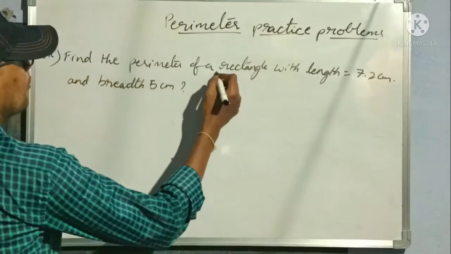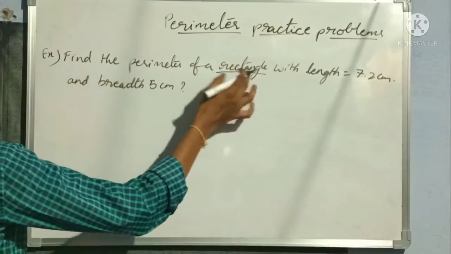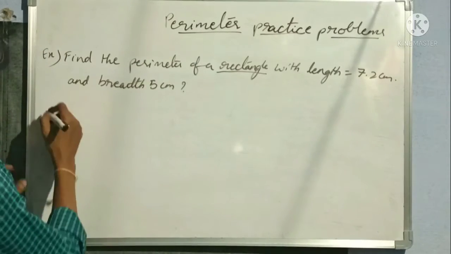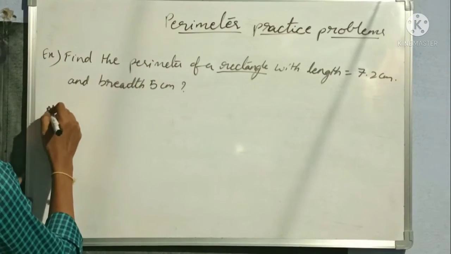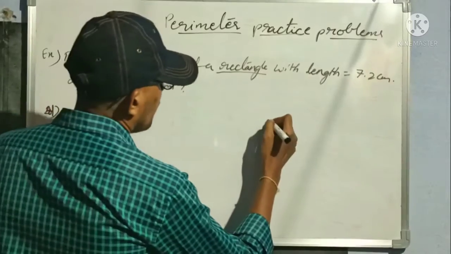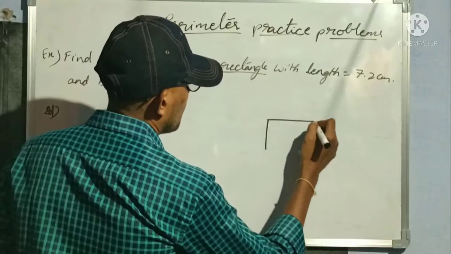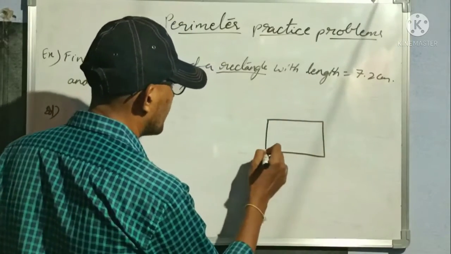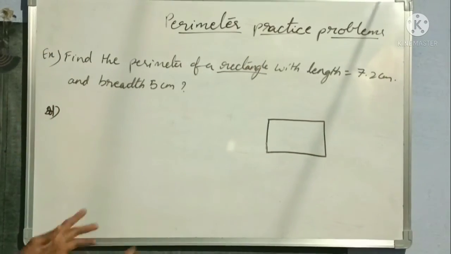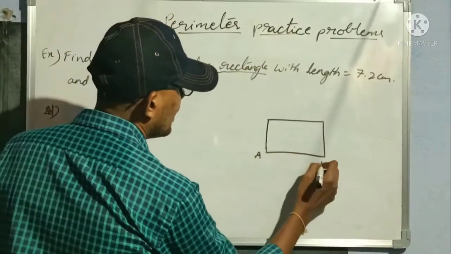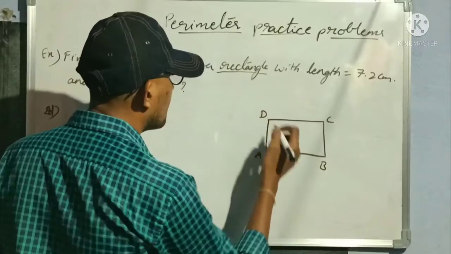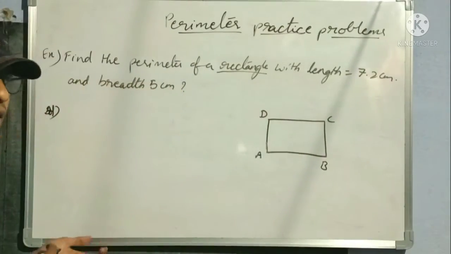Okay, so now we have to see what is given in the question. The perimeter of which figure is asked? Rectangle. So solution. Draw the rectangle first. And we know, as I have already said, that in a rectangle, pairs of opposite sides are equal.